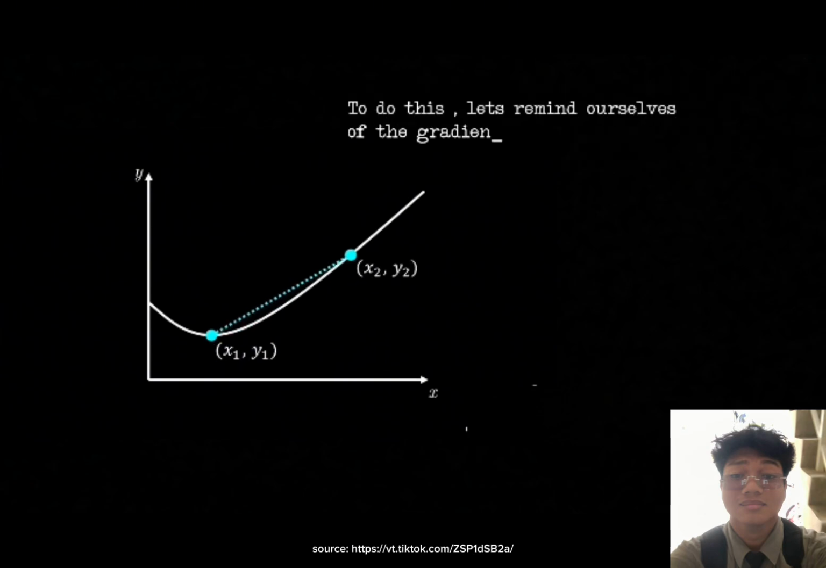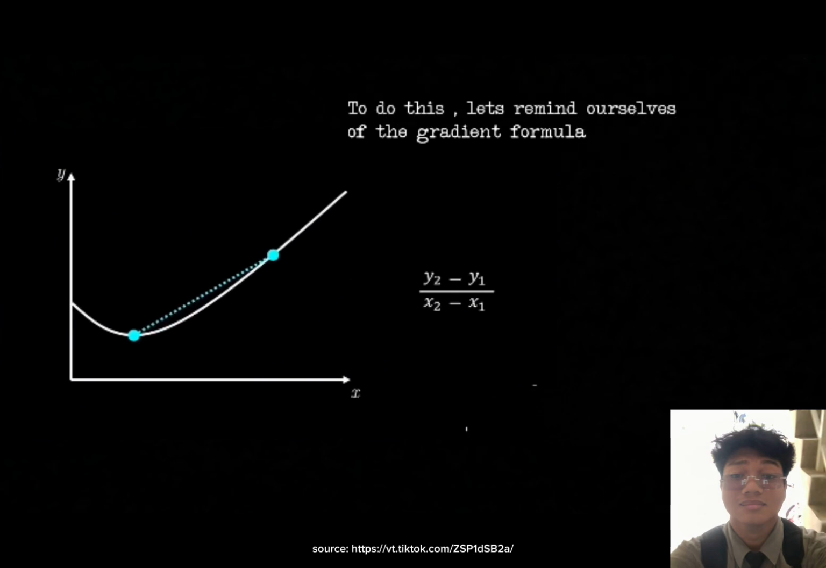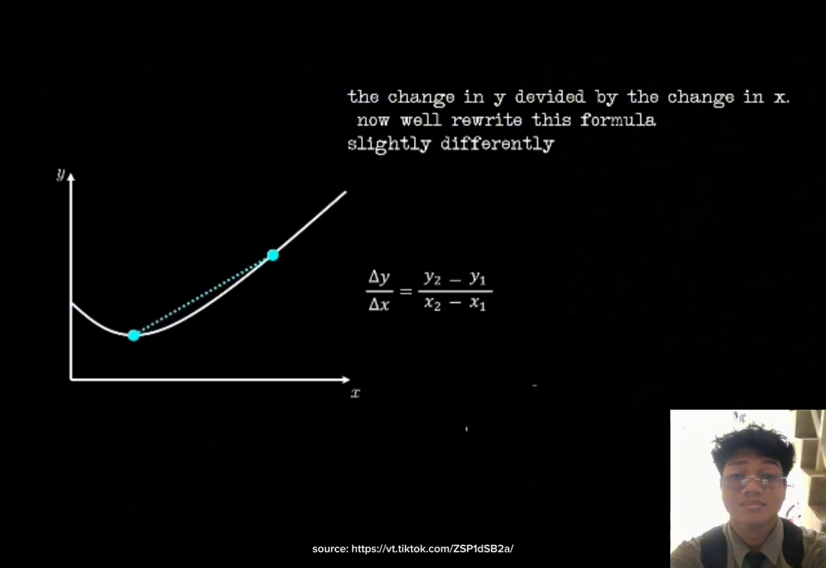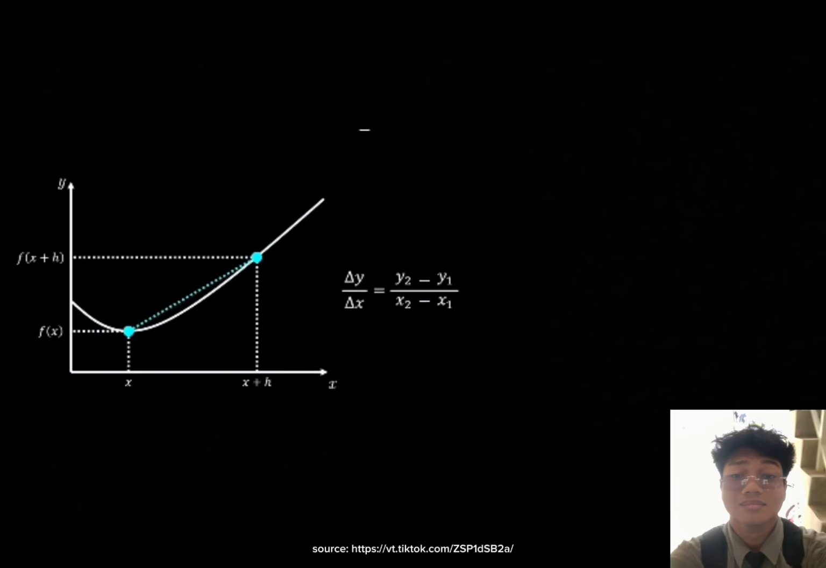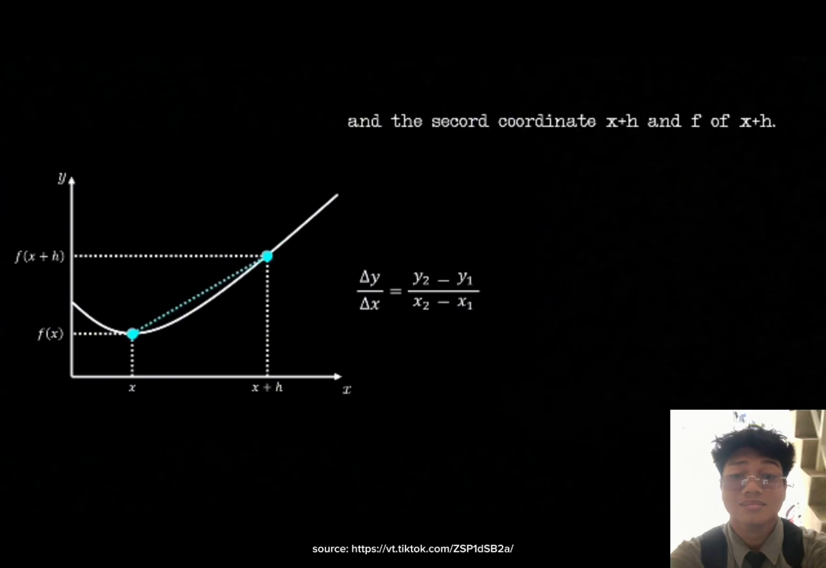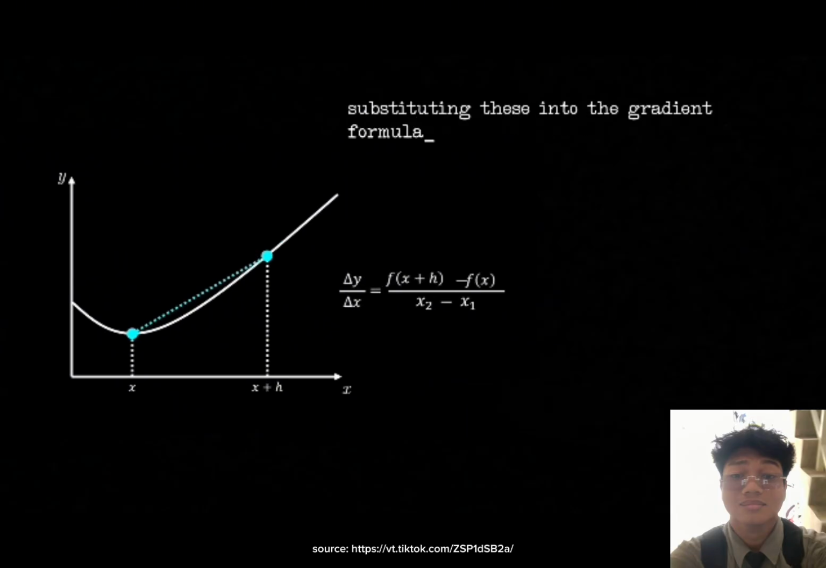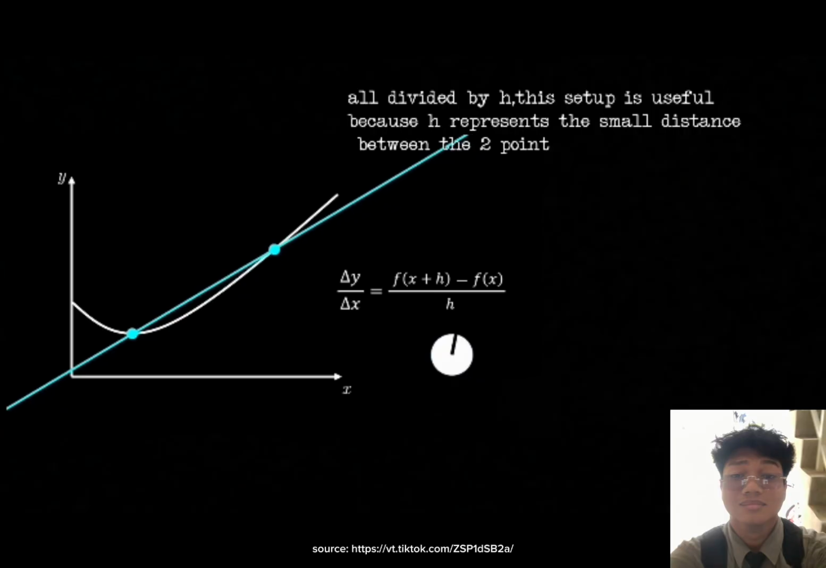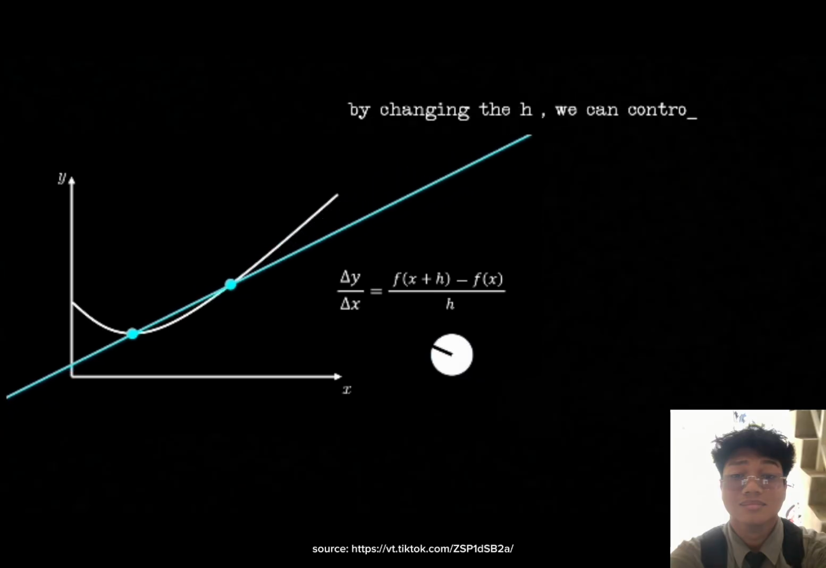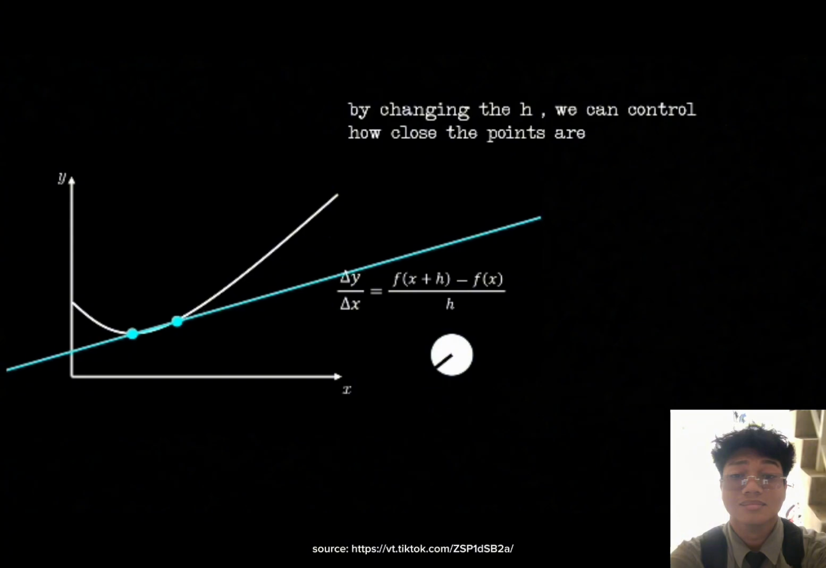To do this, let's remind ourselves of the gradient formula. The change in y divided by the change in x. Now, we will rewrite this formula slightly differently. We call the first coordinate x and f of x. The second coordinate is x plus h and f of x plus h. Substituting those into the gradient formula gives f of x plus h minus f of x all divided by h. This setup is useful because h represents the small distance between the 2 points. By changing the h, we can control how close the points are.